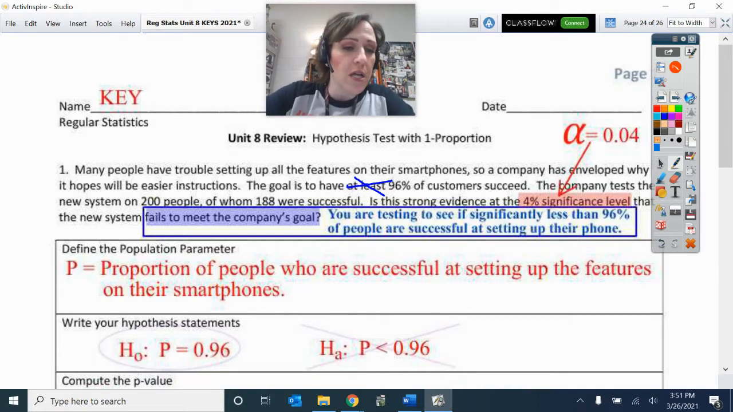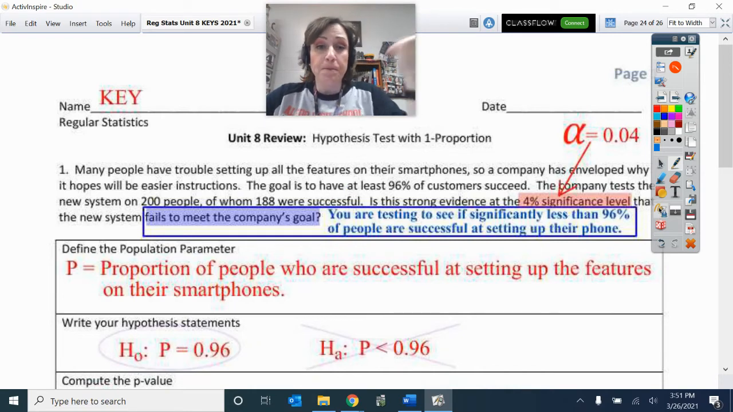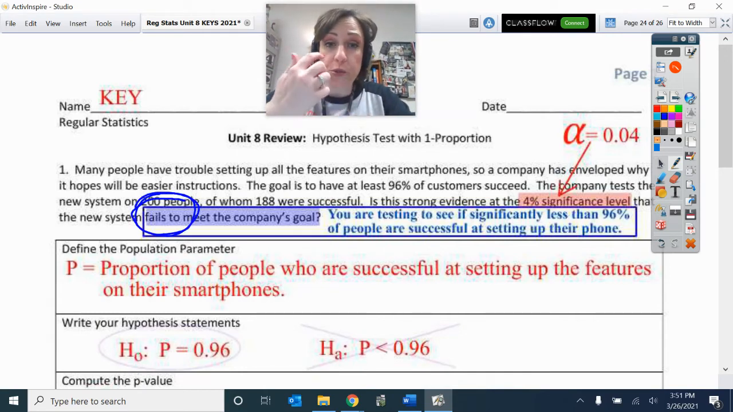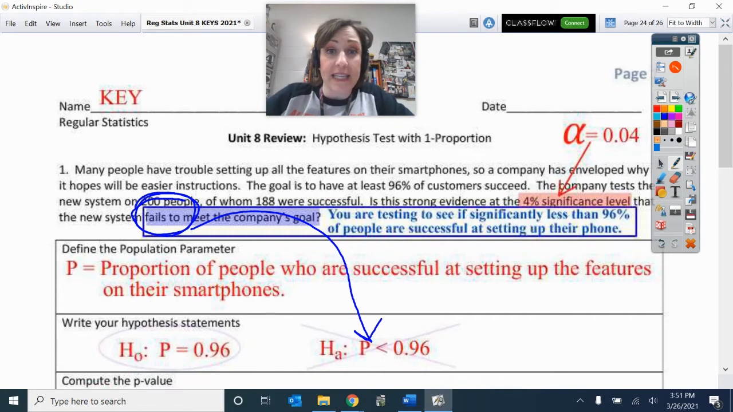And so their goal was this null hypothesis of having at least. So it was kind of a greater than or equal to, but we don't ever do the inequality. We just go ahead and say, okay, the goal is we're going to set it at 96% and see if they have failed to meet that goal, which would mean that they had gotten significantly less than. So that's what led us to have the less than for our alternative.